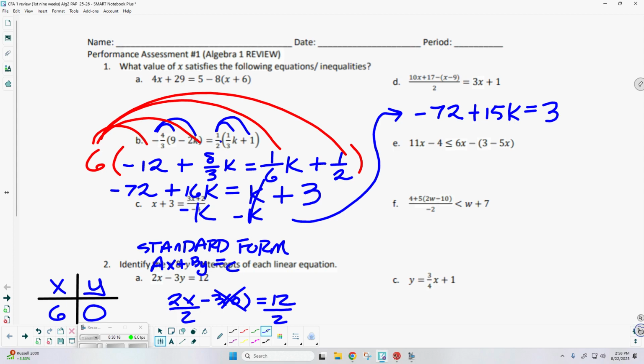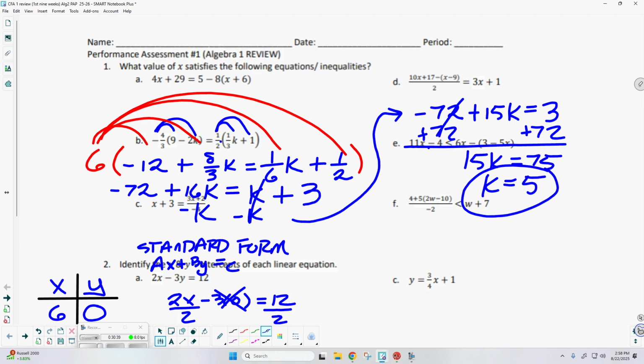Okay, what's my next step? Add the 72. Opposites cancel. 15k is equal to 75. Now what? Okay, so what is 75 divided by 15? There you go. So we don't need a calculator for that. We got a calculator in our head.